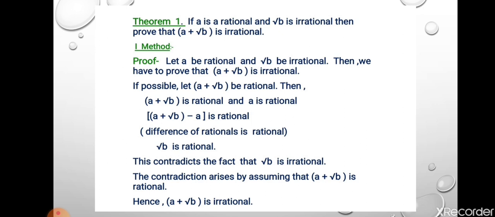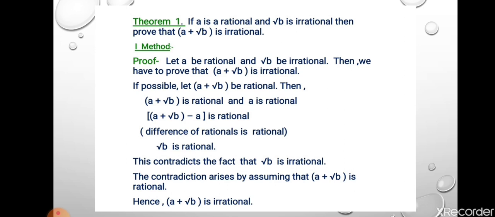You know that these are all properties: rational plus irrational is always irrational, division of a rational and an irrational is always irrational, multiplication, subtraction of a rational and an irrational is always equal to an irrational number. That means any operation between a rational and an irrational is always equal to an irrational number. So in this theorem we prove it: the sum of a rational and an irrational is an irrational number.